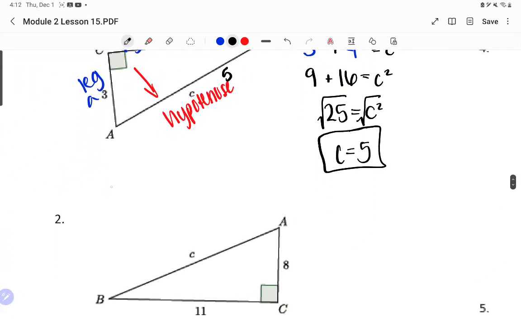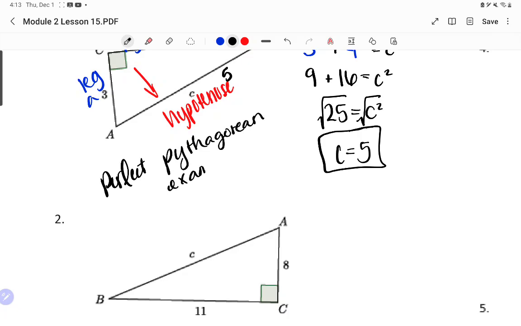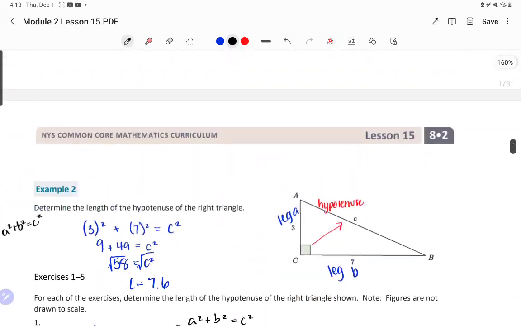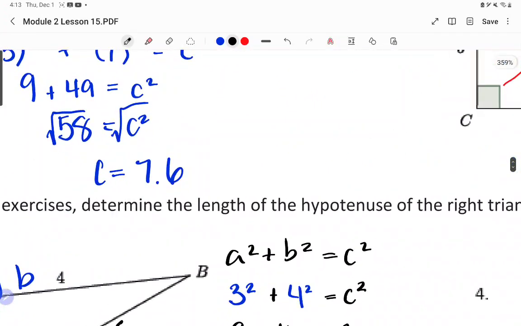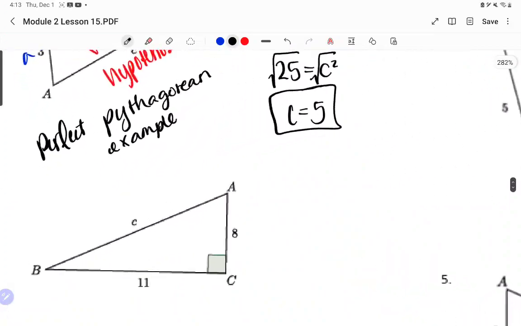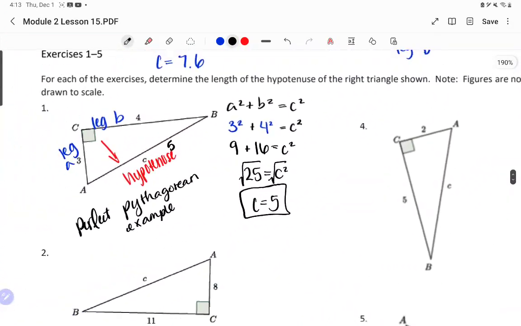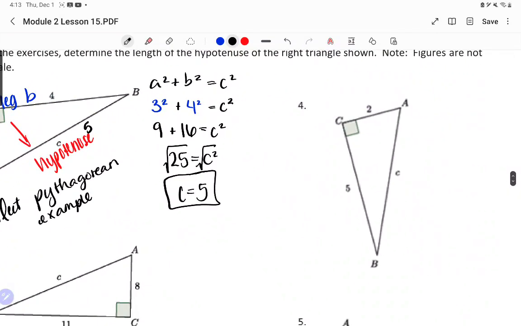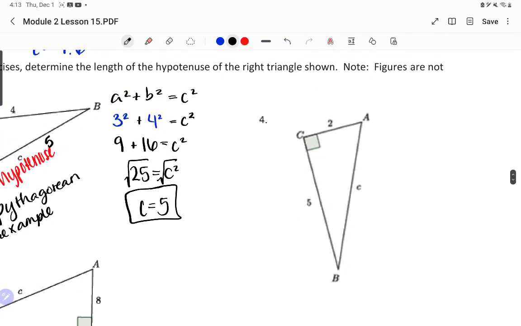And what this is called is it's called a perfect Pythagorean theorem example. Ooh, I spelled that wrong. Pythagorean example. And that's because all of your numbers end up being whole numbers. This one up here, you had a decimal there, so it wasn't really perfect, but this one down here is perfect. And we'll talk a little bit more about this later, but for now, I just want you to master that a squared plus b squared equals c squared and entering things in.